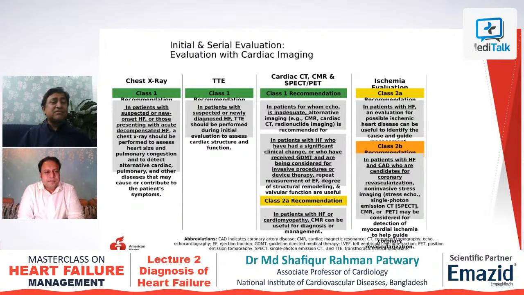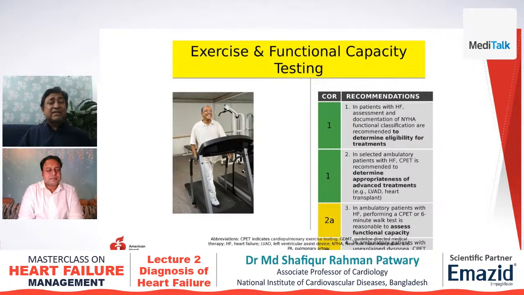And chest X-ray, we know that chest X-ray is the class one recommendation in the heart failure patient. Transthoracic echocardiogram is a class one recommendation. Cardiac CT, MRI, SPECT, PET, this one is class one if echocardiogram evaluation is not sufficient for the diagnosis. If ischemic heart disease, a coronary angiogram is recommended. Exercise and functional capacity testing is done. 6-minute walk test or cardiopulmonary exercise test is recommended. This is class one recommended.